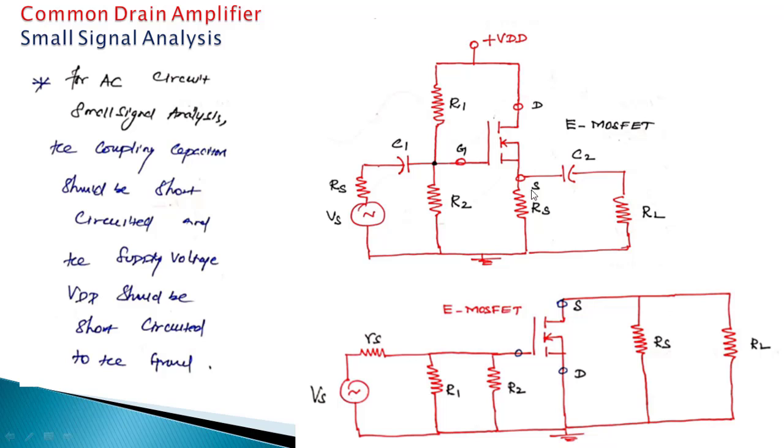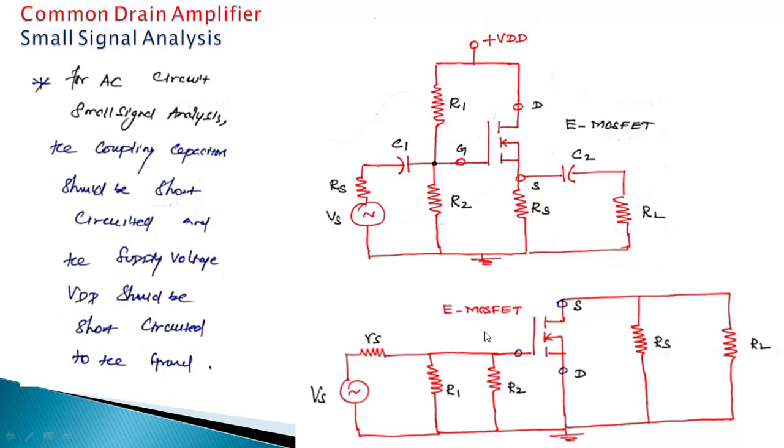In between ground and source, there is the source resistance. Similarly, between ground and source, one RL is there. So this RL is again there. This way, first we have drawn this circuit as an equivalent circuit, the AC equivalent circuit. After this, we are going to implement the model of this MOSFET, the model for source and drain. That model we are going to implement.